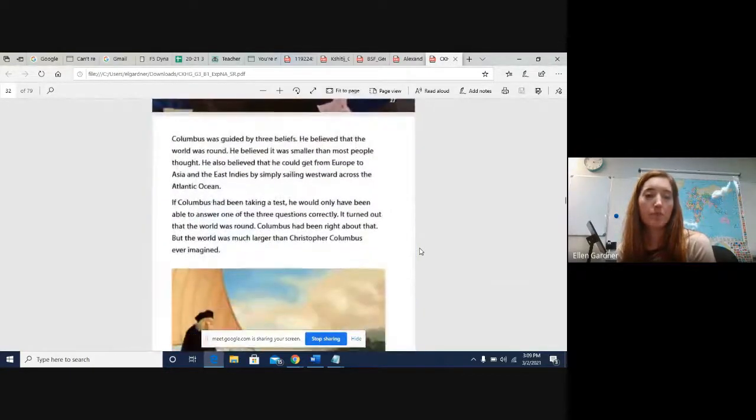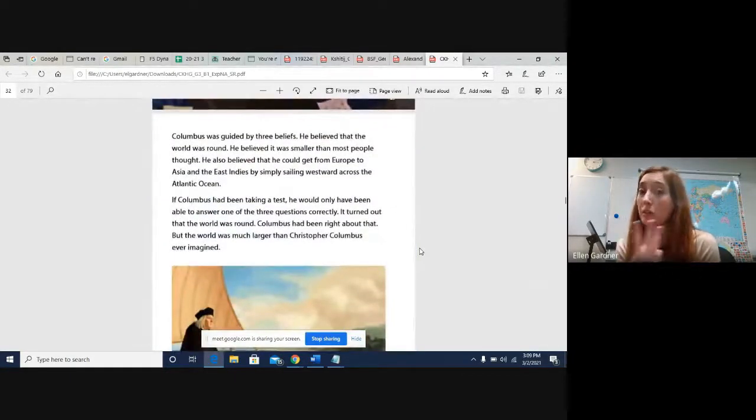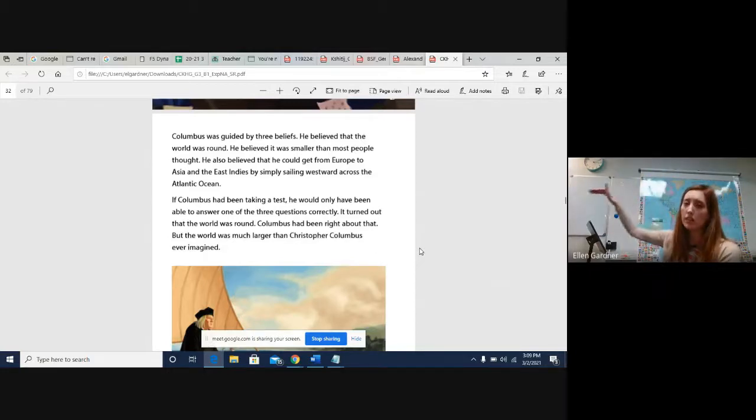Here's Christopher Columbus. Columbus was guided by 3 beliefs. He believed that the world was round. You correct about that? Yes. He believed also it was smaller than most people thought. We'll get into that. He also believed that he could get from Europe to Asia and the East Indies by simply sailing westward across the Atlantic Ocean.